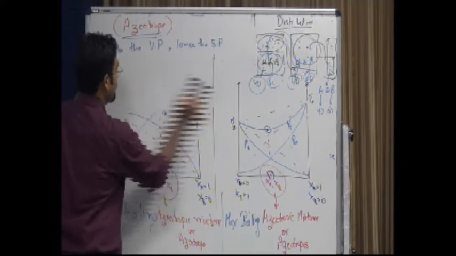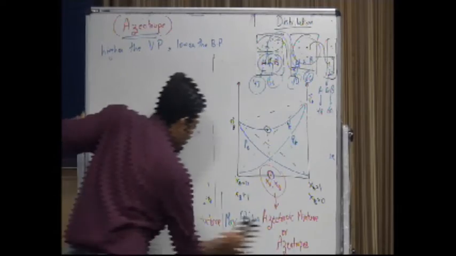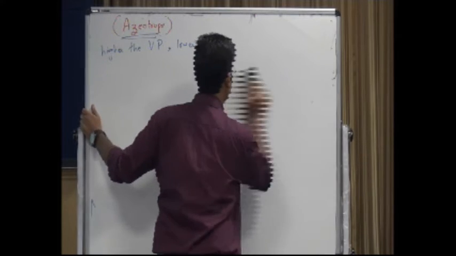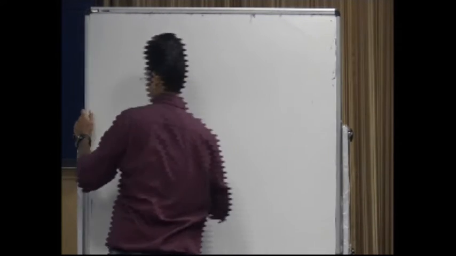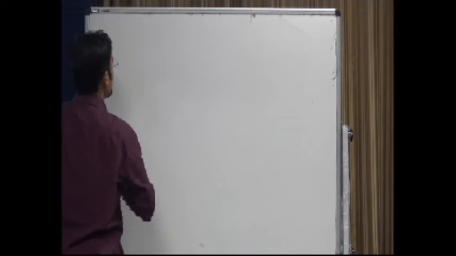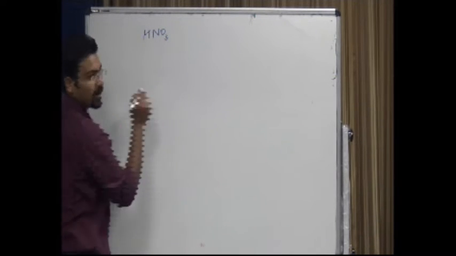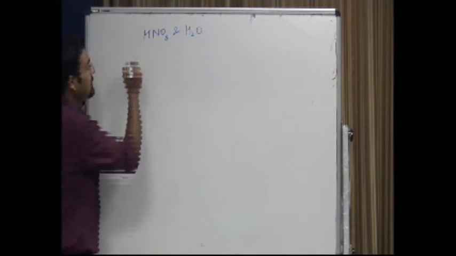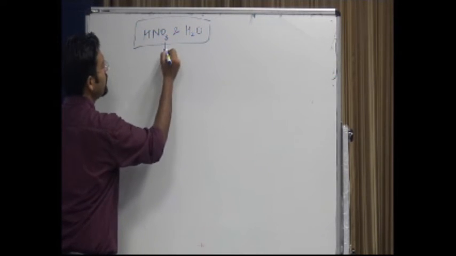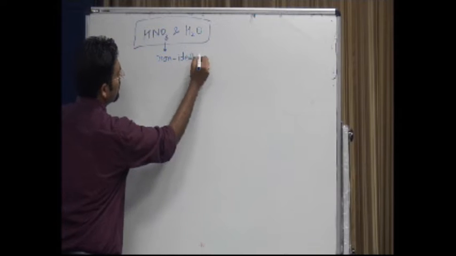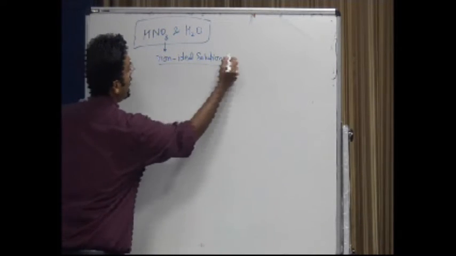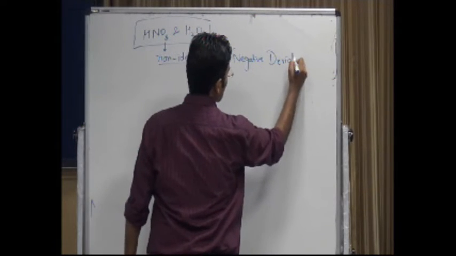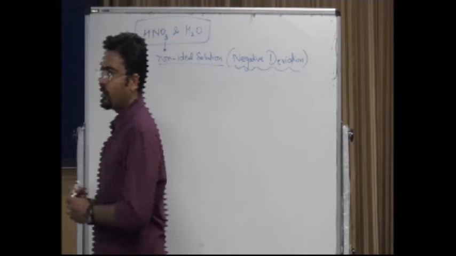Great. Now, I'll give you an example. Nitric acid is a liquid at room temperature, right? And water is also a liquid at room temperature. If I mix these two substances, they form a solution which is non-ideal, and the solution they form actually undergoes negative deviation. This is a pretty popular example.